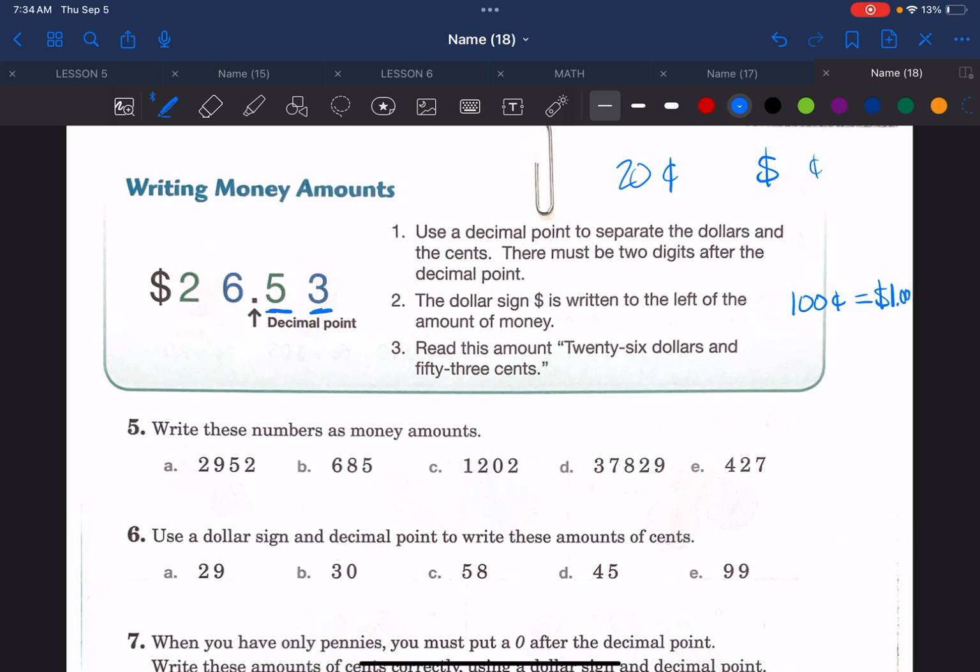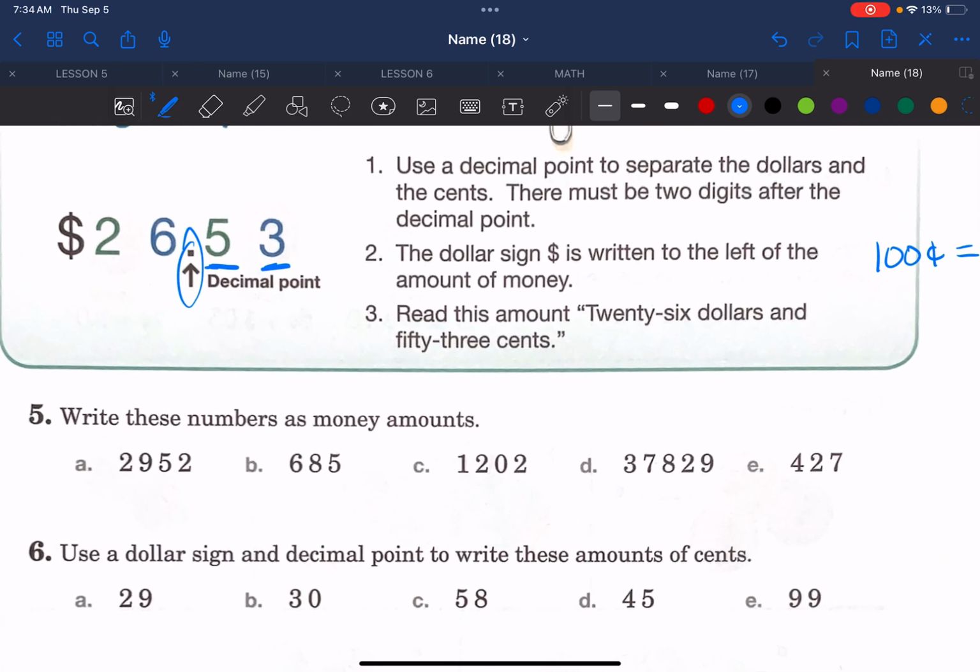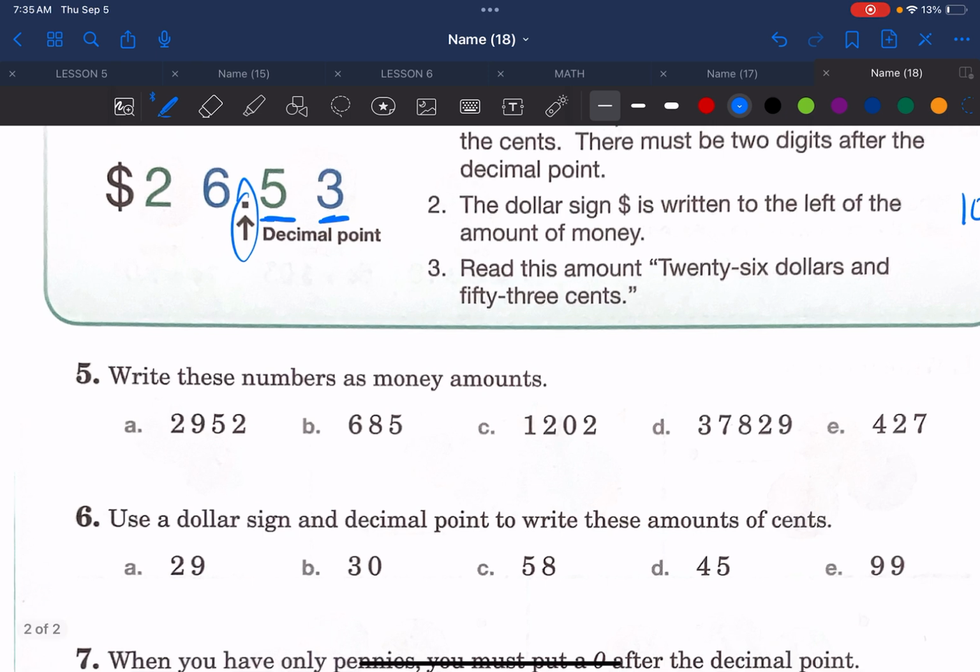Okay, the dollar sign is written to the left of the money, in front of the dollars. And so this amount would be read as $26.53. When you get to the decimal, you say "and." Okay, so on number 5, it says write these numbers as money amounts. So I go 2 decimals over, 1, 2, and I put my decimal there. Then in front of the dollars, I put my dollar sign. This amount would be read as $29.52.